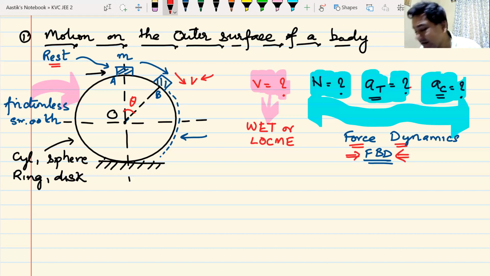You have to apply the work energy theorem and find the work done by all forces. To find the work done by all forces, you must know the forces, so you must draw a free body diagram. In any case, no matter whether you are doing the question by force dynamics or by the work energy theorem, you have to draw a free body diagram.